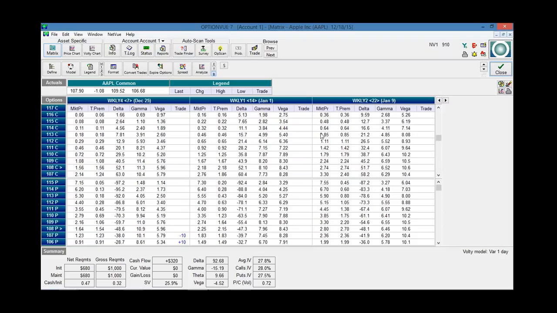So here's what I'm going to do. I want to change it to the 106, 105. Question on that, though, might be the premium might be a lot smaller. I'm going to get a better edge, okay? And I might not like this at all.